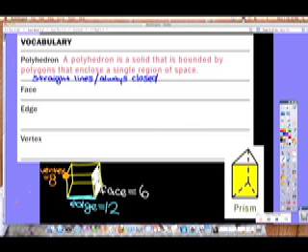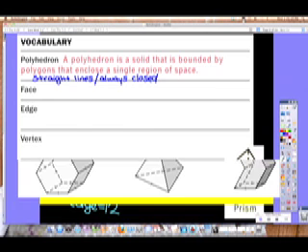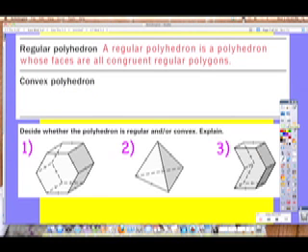Oh, regular polyhedron. Polyhedron whose faces are all congruent, regular polygons. If it was my notes, it would probably be there. Faces are all congruent, regular polygons. Emphasis on those regular. While you're writing, what does regular mean again? Perfect. Equilateral, and do you remember the word for all angles equal? Yeah. Good job.